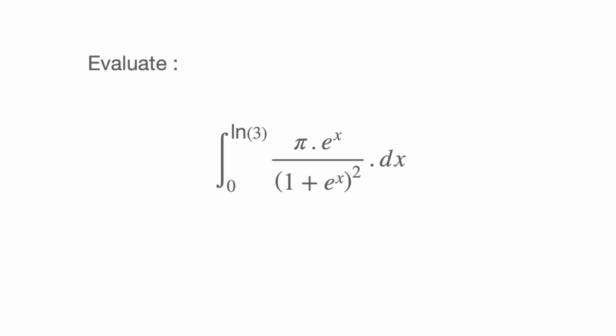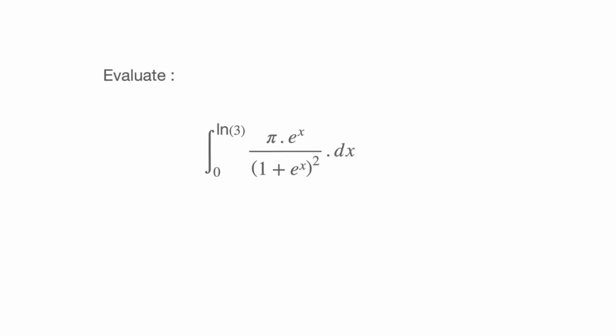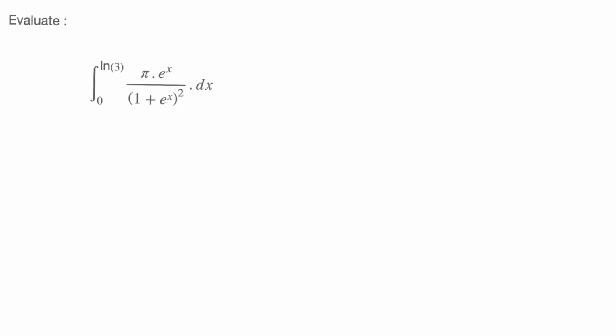In this video on integration, more specifically the method of U-substitution for definite integrals, we're going to evaluate the definite integral we see here. That is, the integral from 0 to ln of 3 of pi times e^x over (1 plus e^x) squared. Okay, well, to get us started, let me move this to the side a bit, like so.